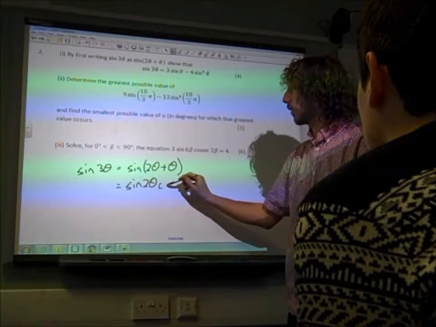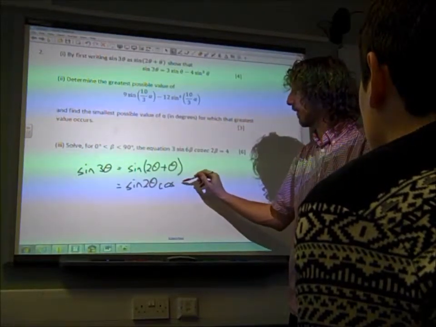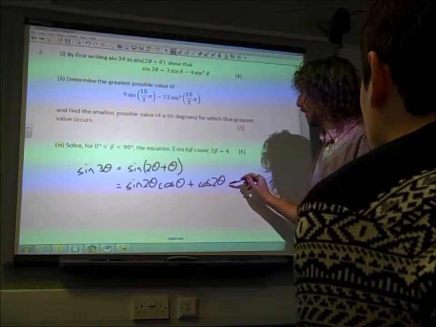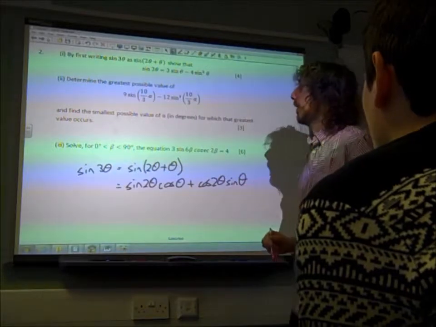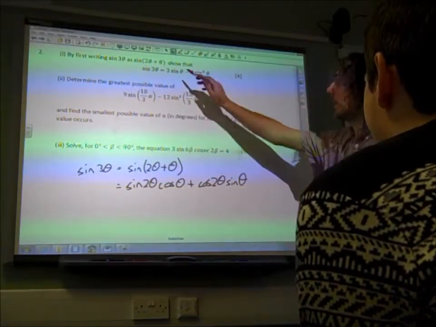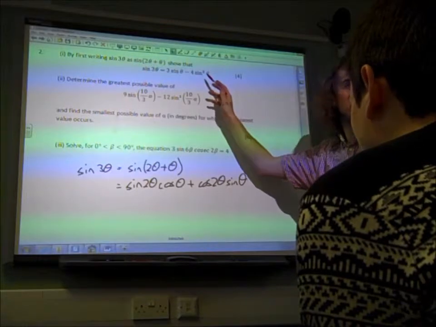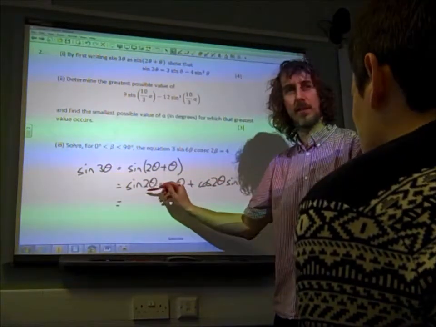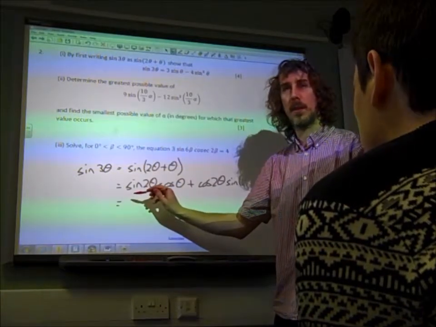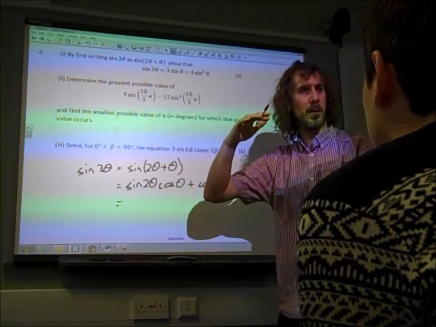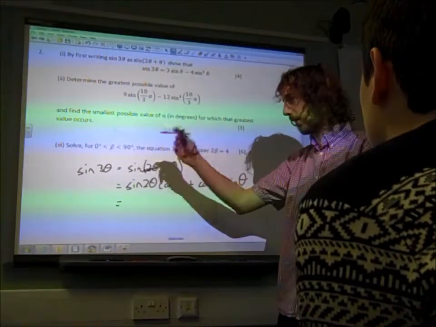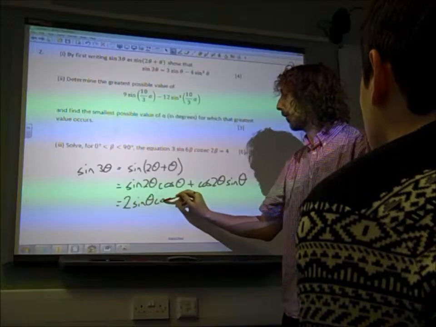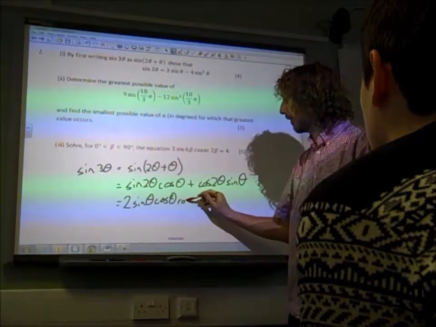cos theta plus cos 2 theta sine theta. We've got that. We're looking for something that's just in terms of theta. So we're going to have to get rid of the 2 thetas. So sine 2 theta, again, if we've got the sine A plus B, we make A and B the same, we get sine 2A, which is 2 sine A cos A, so 2 sine theta cos theta times cos theta.